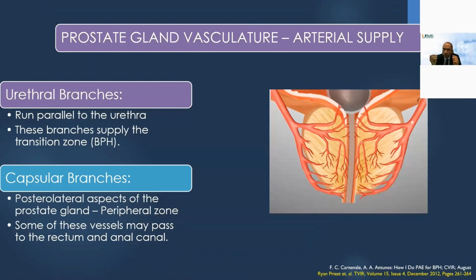So once we get into the prostatic artery, again, it's important for us to know that there are urethral branches and capsular branches. The urethral branches running parallel to the urethra supply the transition zone, or what we call as the BPH zone. And there are capsular branches which run along the posterolateral aspect of the gland and supply the peripheral zone. And some of these vessels may pass on to rectum and anal canal. And we are very careful when we embolize this. We do not use small size particles, but if we can, we do embolize capsular branches as well, because otherwise those branches take over the supply to the transition zone.